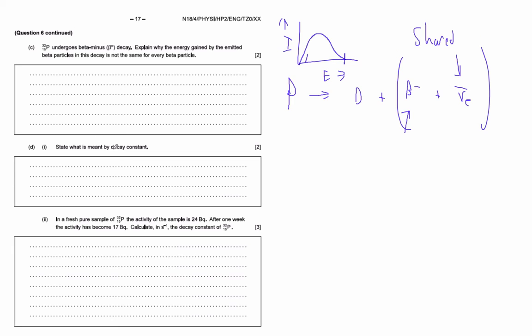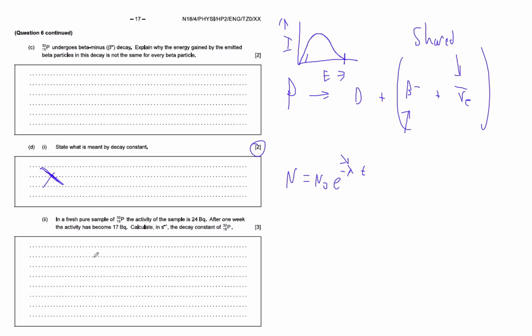Okay, state what is meant by a decay constant. Well, that's your N equals N naught e to the minus lambda t. That's this, right? So what is it? Lambda is the per second probability of a particular nucleus decaying. So let's say you have a 1 in 5 chance every second of it decaying, then your lambda would be 0.2, right? If you have a 1 in 100 chance of it decaying every second, it's 0.01, right? So the smaller that number is, the longer your half-life is, right? Okay, so there it is, right?